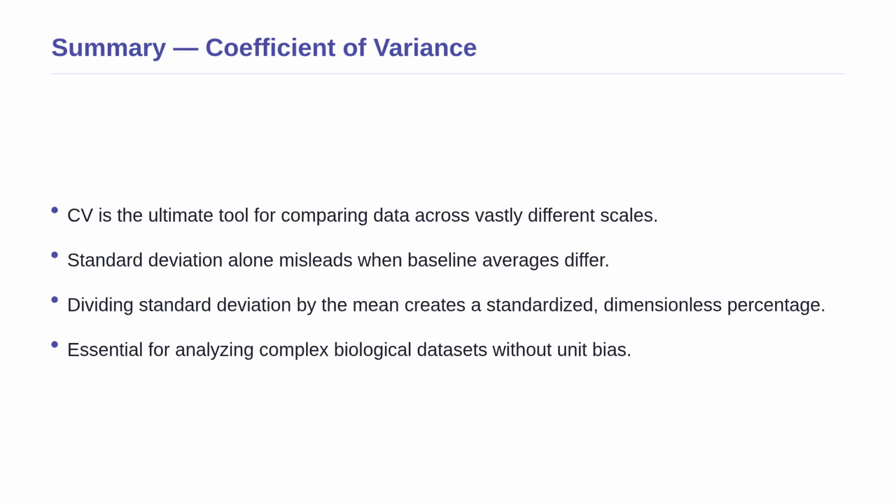To wrap up our lecture, let us review the most important ideas. The coefficient of variance is your ultimate tool for comparing the uncomparable. We learned that whenever you evaluate the spread of data across vastly different scales or units, standard deviation alone will mislead you. By dividing the standard deviation by the mean, we create a standardized percentage-based measure of relative variability. Mastering this concept ensures that you will never be tricked by large numbers when analyzing complex biological datasets. You now have a solid understanding of this essential statistical tool.